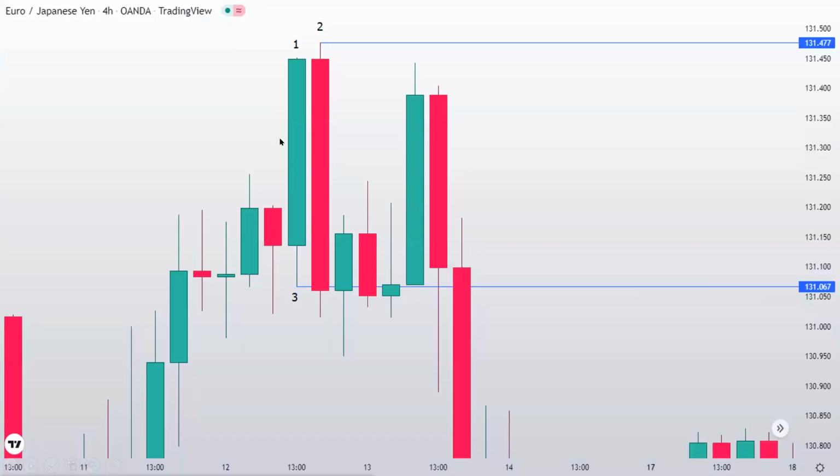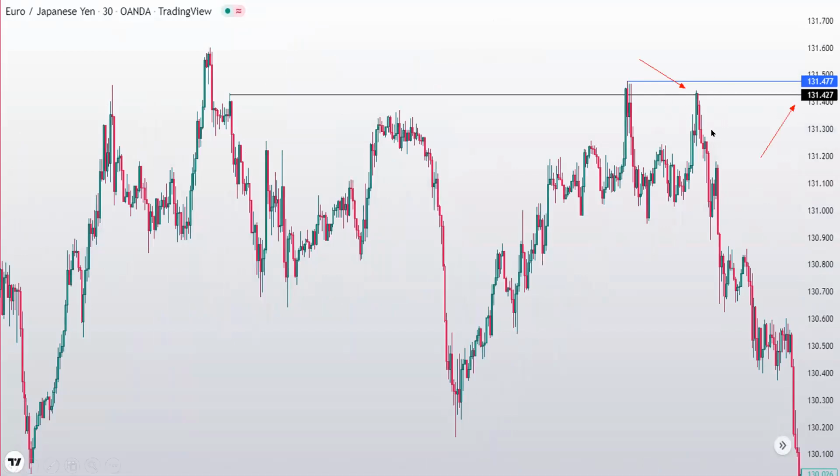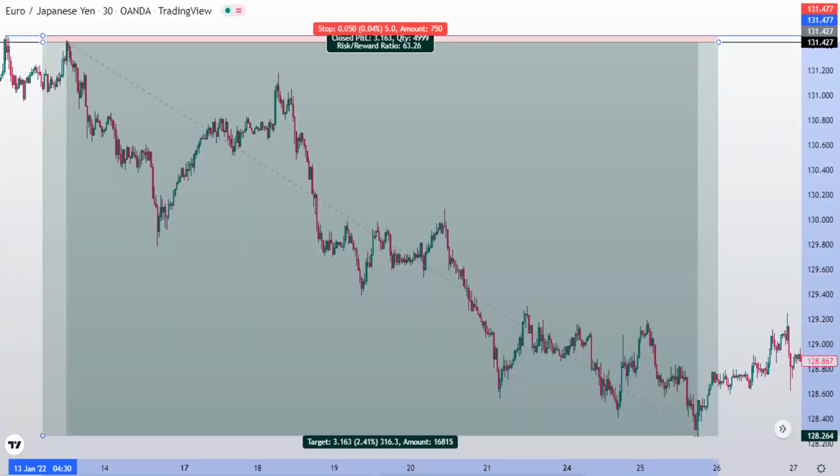We have this type 1, as you can see, it was on 4 hours. When you come to 30 minutes time frame, we have this liquidity engineering that was refined from 5 minutes time frame. The market came, tapped that specific point, as you can see. Then the market now goes to that specific direction. The risk was almost 5 pips. And we had this reward at 316 pips, as you can see.